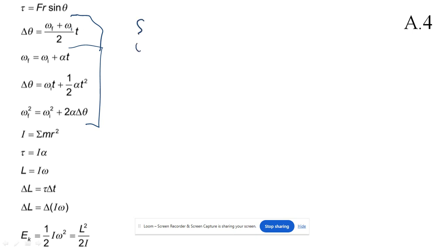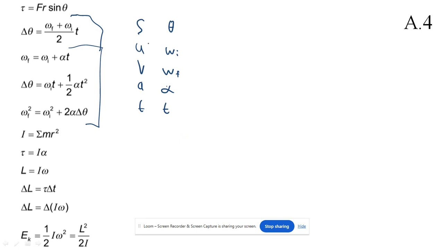So just remember, the angular equivalent of displacement is theta. This one is omega initial. This one's omega final. This one is alpha. And the angular equivalent of time is time.